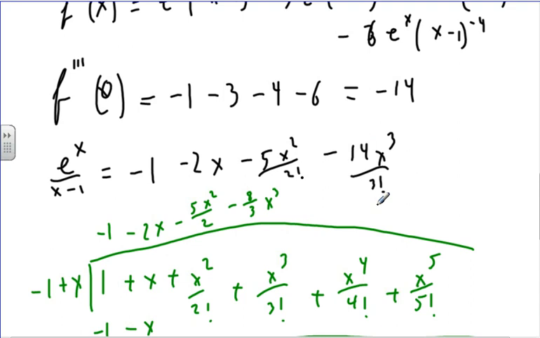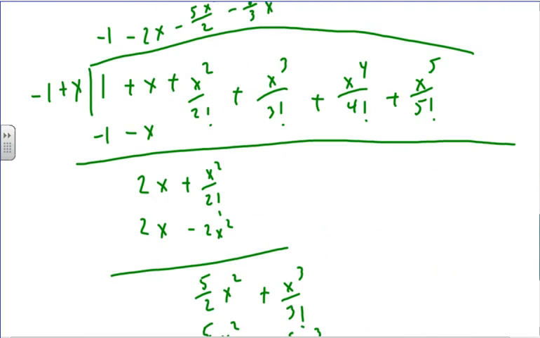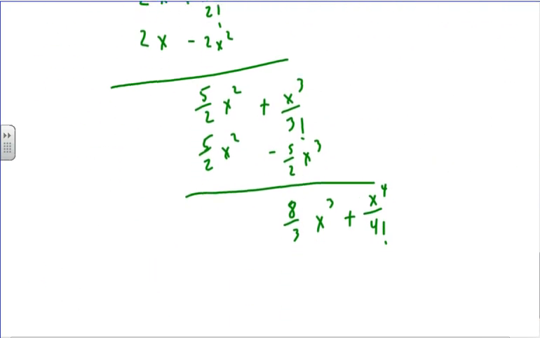Is my 14 wrong, or is my 8/3 wrong? 1/6 plus 5 halves equals 8/3 is correct.